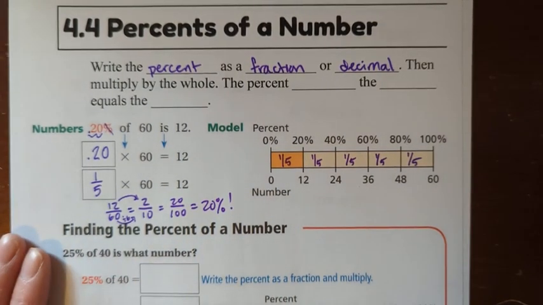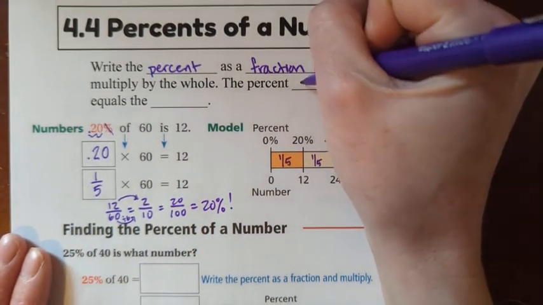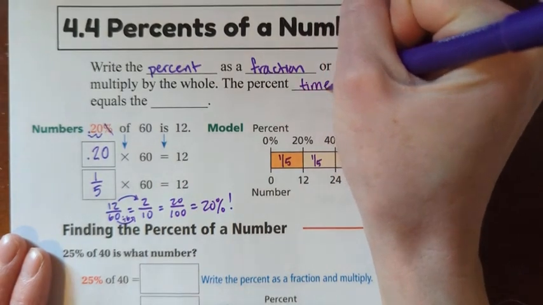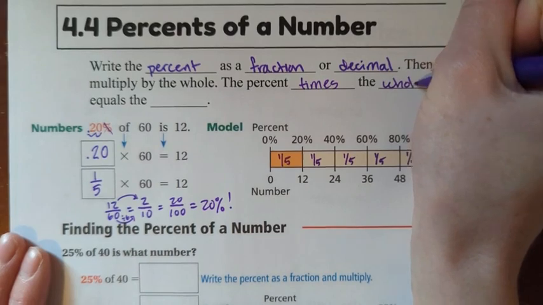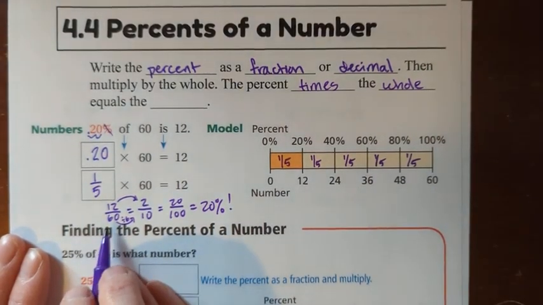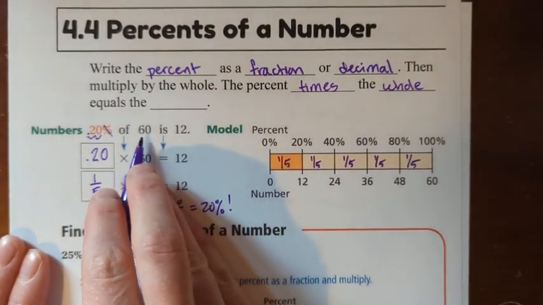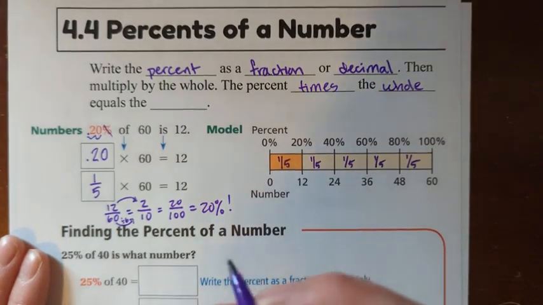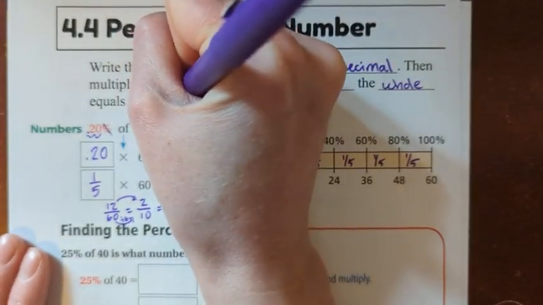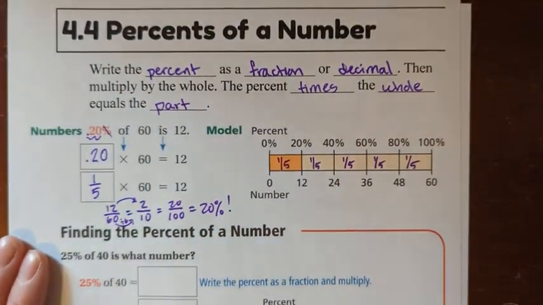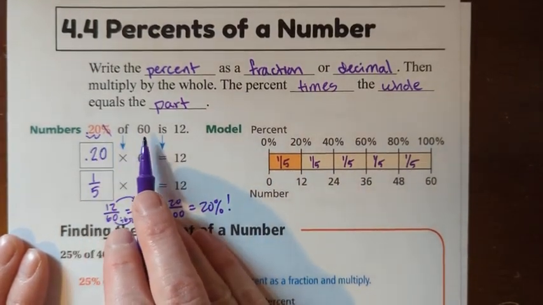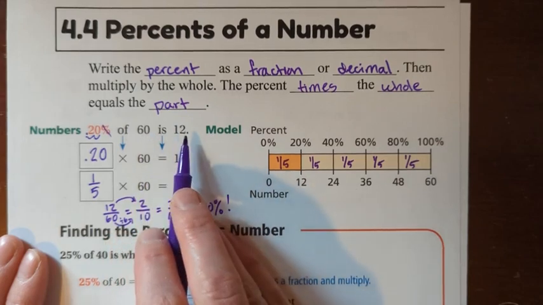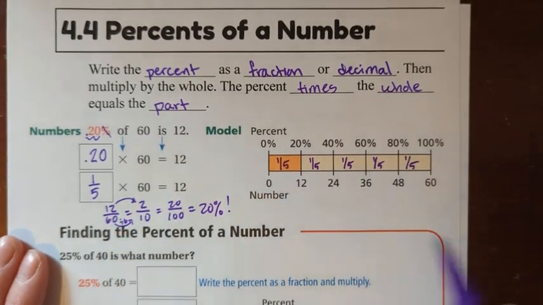So let's come back up here. Our goal is we take the percent times the whole, which we know is the bottom of our fraction, the out of, and it equals the part. So 20% of 60 is the same as saying 12 out of 60.